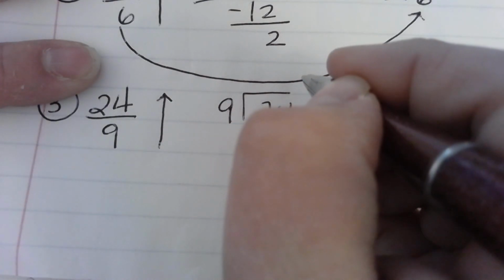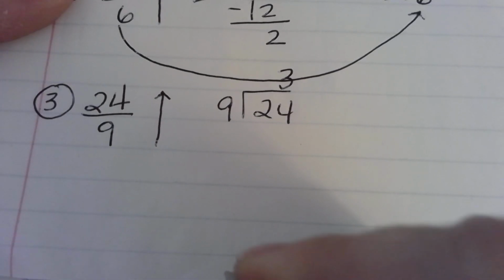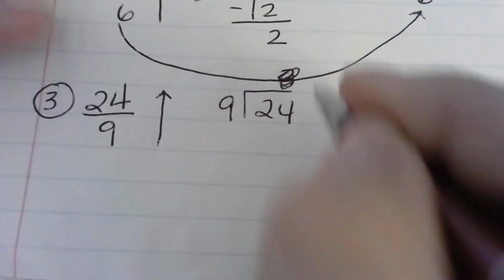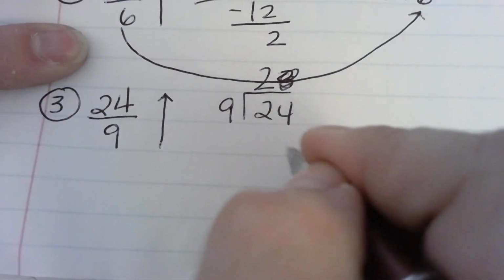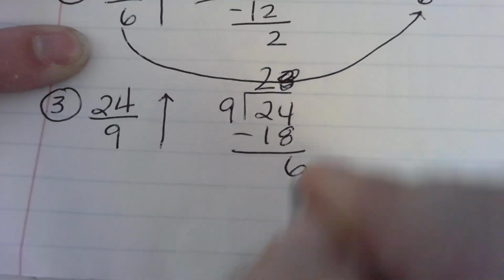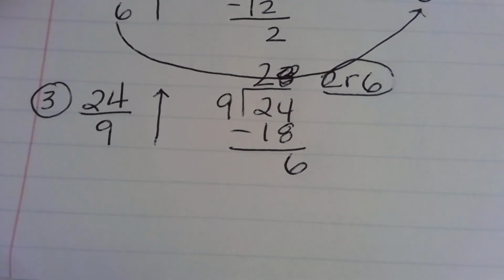3 times? And that's it? 9 times 3 is 27. I don't think so. 9 goes into 24 2 times. 9 times 2 is 18. I subtract, and I have a remainder of 6. So my answer is 2, remainder 6. This is what I'm looking for right now.